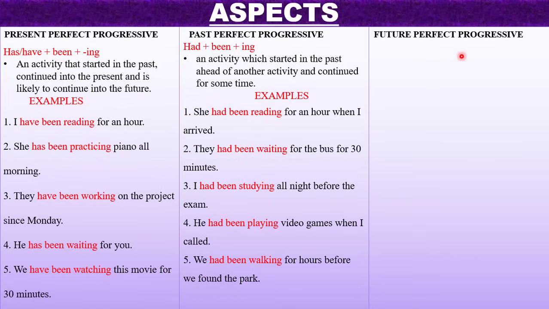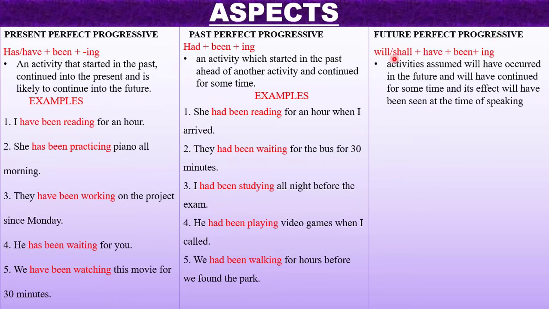Now the last one under the perfect progressive aspect is the future perfect progressive. What verb form is used in the future perfect progressive? You will need will or shall to tell that the action is future, and then you will use have plus been, then your ing form of the verb.